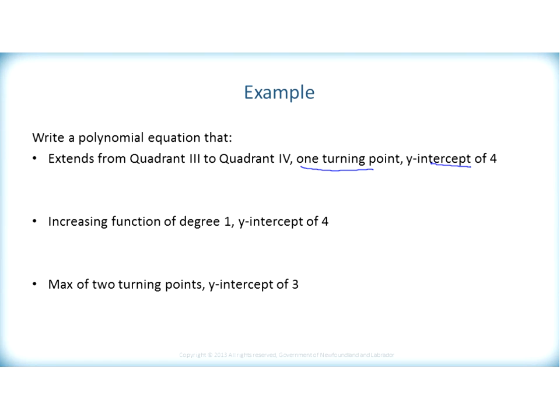So if something extends from quadrant 3 to quadrant 4, and if we look at the quadrants, 1, 2, 3, 4, that means it would start here and end here. The only function that we studied would be a quadratic. So f of x has to be a quadratic, and it has to open downward. So it has to have a negative leading coefficient. So let's use -2x squared. Has one turning point, which also identifies a quadratic, and a y-intercept of 4.